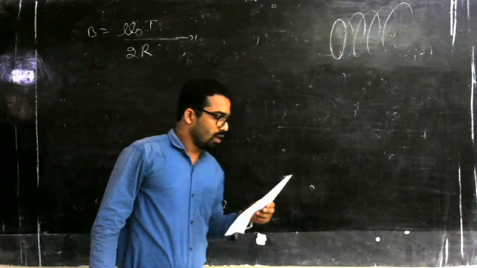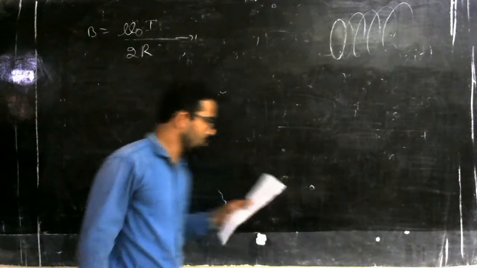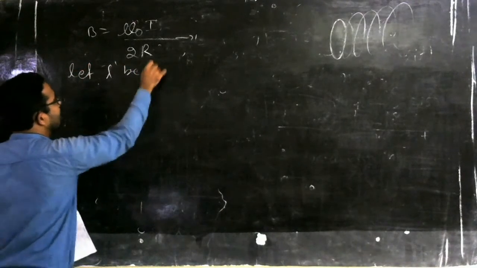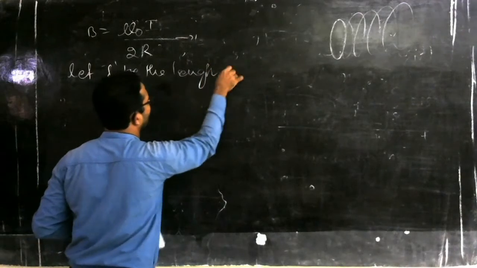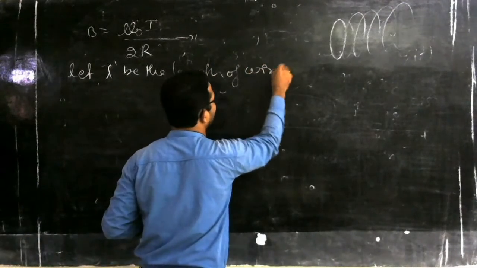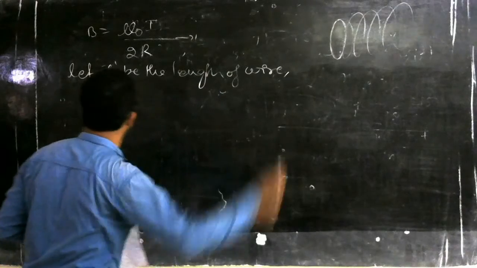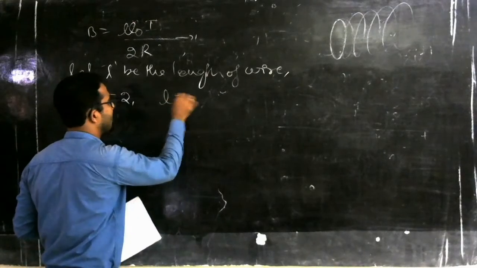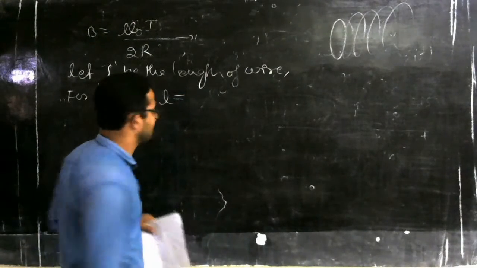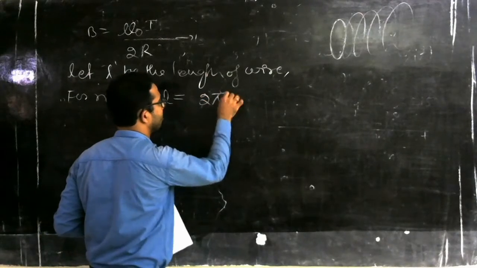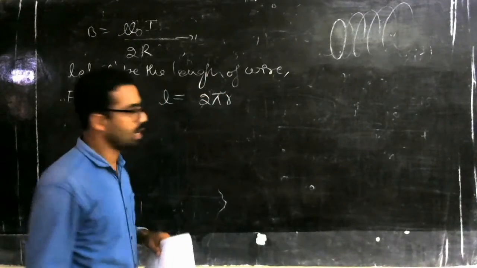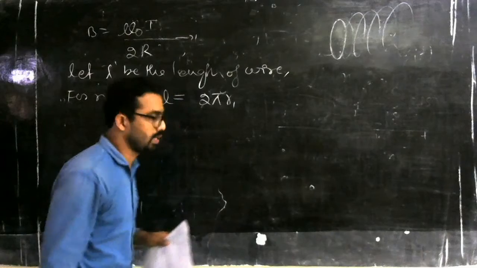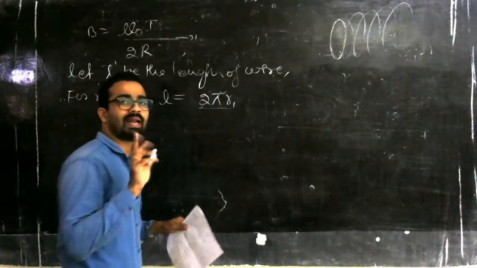To do this, we have to follow this procedure. See, let L be the length of the wire. If the number of turns is 2, for n equal to 2, how to write the length? Can we write the circumference? Yes, we can write. The circumference is 2 pi r. Let's say r1 is the radius of the first one when it has 2 turns. This is the circumference of one coil.